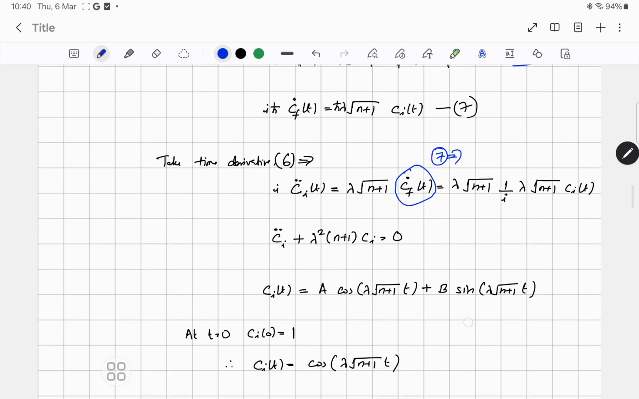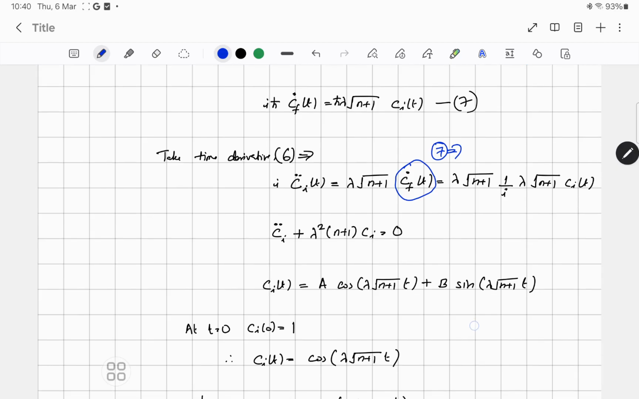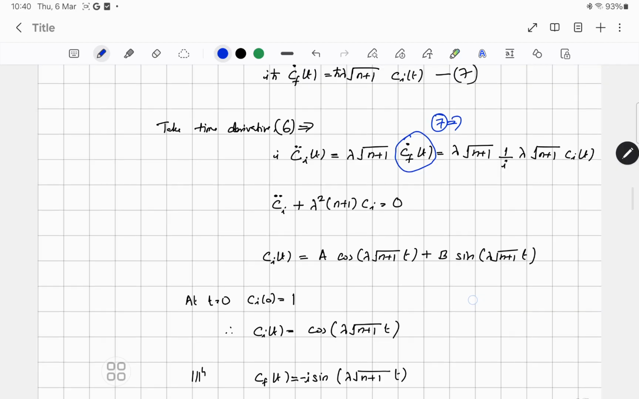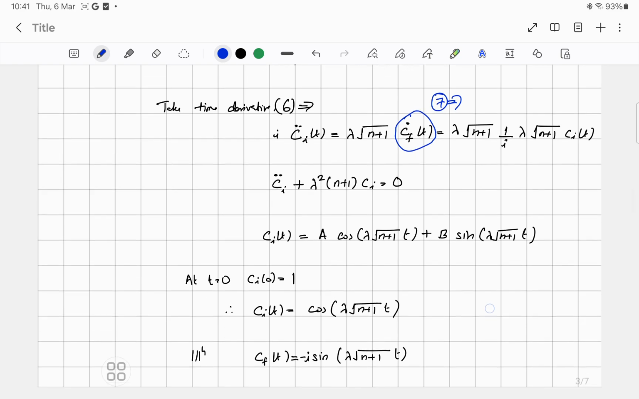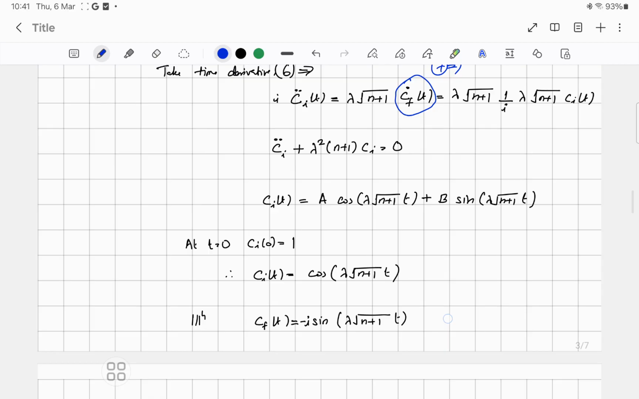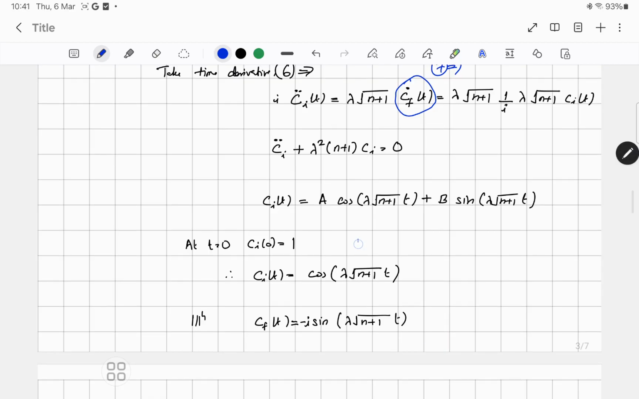Once you solve this, it would be a harmonic function of time. So Ci of t would be a cos lambda root n plus 1 t plus b sine of lambda root n plus 1 t. Now it is possible to find these coefficients a and b by using the initial conditions. We know that at time t equal to 0, Ci of 0 is 1. That is the initial condition we already set. From that we can show that b becomes 0 and a must be 1. Therefore Ci of t becomes cos of lambda root n plus 1 t.